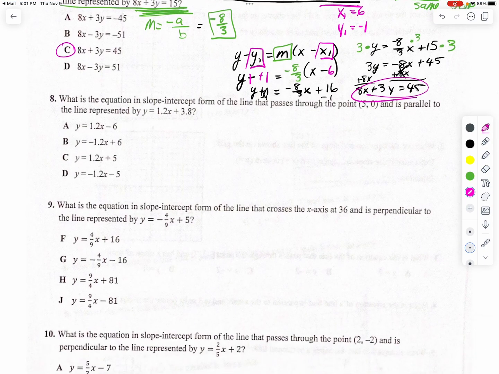All right, number 8, very similar to the last one, except this time we're writing an equation in slope-intercept form, so not too much work. But we're given that the point is going to be (5, 0), so x1 is 5, y1 is 0. And it says it's parallel to this. What does that mean? It's going to have the same slope as this one. So our slope m is going to be equal to 1.2. Plug that into your point slope form.